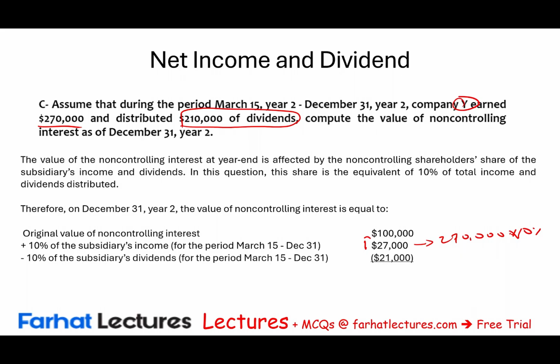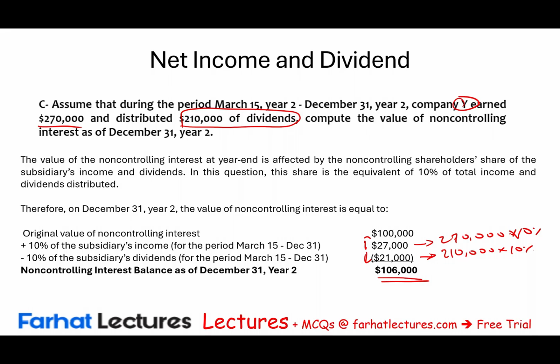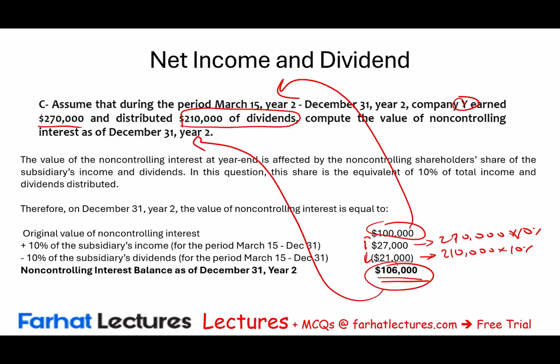Now NCI goes down by dividends because the company is paying dividends out of its earnings. They pay $210,000 in dividends, and 10% of that, their share, decreases the NCI by 21,000. Therefore, the ending non-controlling interest is 106. Now, some CPA exam questions could ask you, what is the non-controlling interest as of the end of the year? That's the answer, 106. They could ask you about the net change of the non-controlling interest, plus 6,000, the difference between the income and the dividend. So you could be asked many questions about NCI. Make sure you know how to solve this.